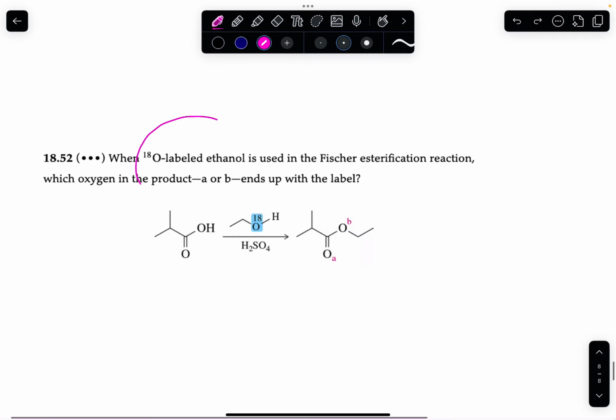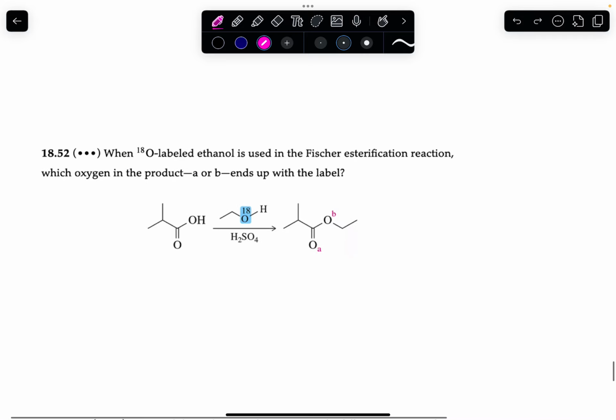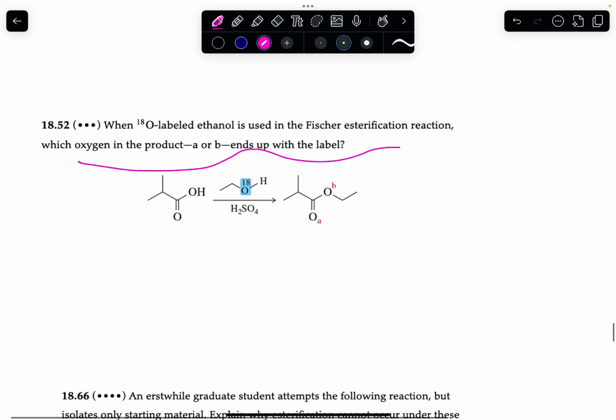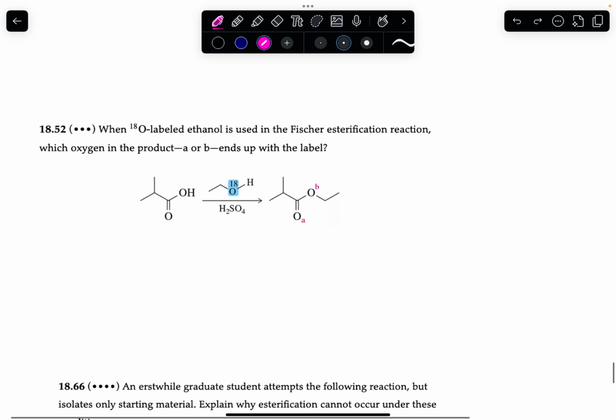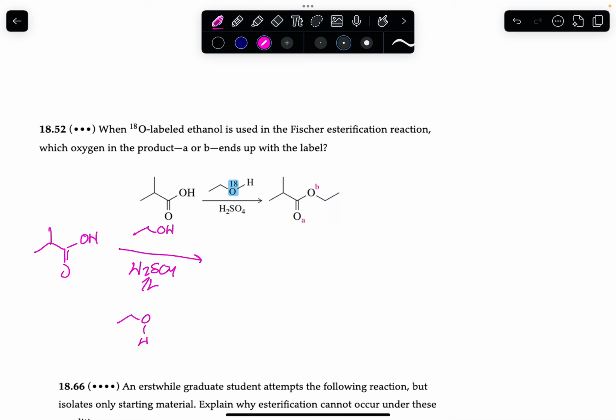We're using 18O labeled ethanol in a Fischer esterification. Which oxygen, A or B, ends up with the label? Did we consider the fact that it could be both? I mean, it could be both, right? So we can go ahead and draw the mechanism, even if it seems obvious which one it's going to end up being. It might not be to some people. So we have an electrophile.